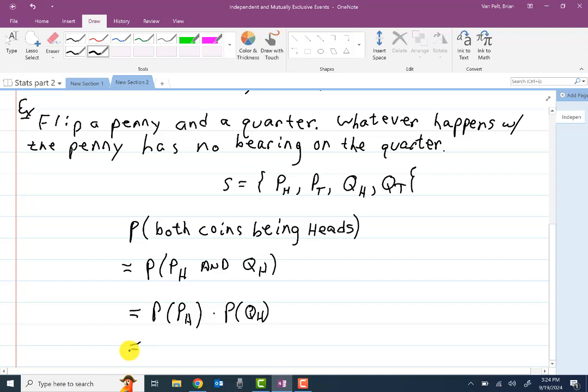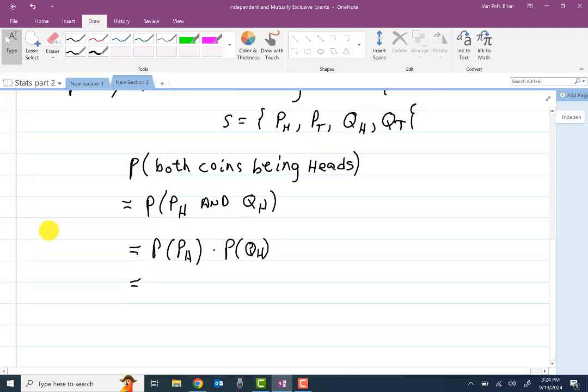The probability of PH, now it's talking about a penny. A penny flip is either going to be heads or tails. You've got a 50-50 shot. So that's going to be 0.5. Similarly, for the quarter to land heads, that's also a 50-50 shot. And together, you'll find that this equals 0.25. Or the probability is about 25% that you get both heads.